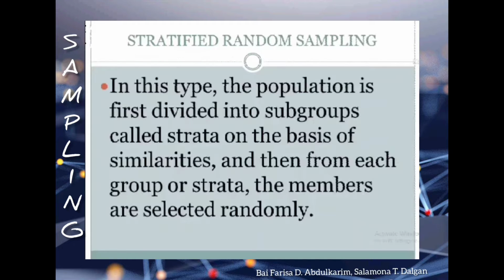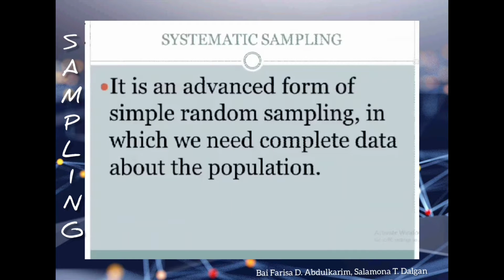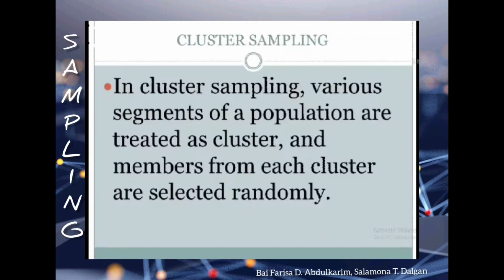Stratified random sampling. In this type, the population is first divided into subgroups called strata on the basis of similarities, and then from each group or strata, the members are selected randomly. Systematic sampling is an advanced form of simple random sampling in which we need complete data about the population. Cluster sampling. In cluster sampling, various segments of a population are treated as clusters and members from each cluster are selected randomly.